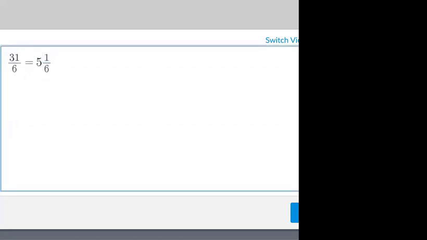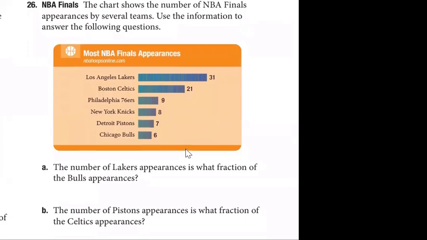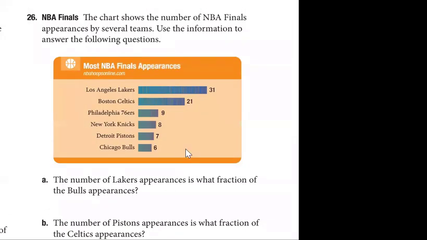Yep. Right. And then for number 26, it's 21 over 7 equaling 3, because 7 goes into 21 3 times. So the number of Pistons appearances was 7. And Celtics is 21. So it's the number of Pistons is what fraction of the number of Celtics appearances. Okay, so am I doing 7 over 21?